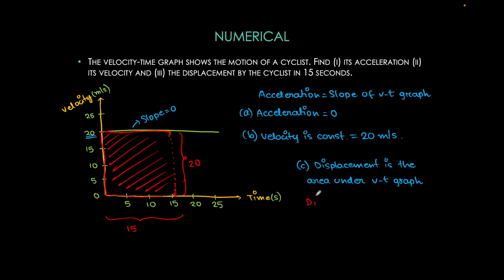So what will be the displacement? Displacement will be directly the area, which is equal to length into breadth, which is equal to 15 into 20, which is nothing but 300 meter, right? So this is the displacement by the cyclist in 15 seconds. So I hope I am able to use all the concepts that I have taught in this single numerical, and I hope you have understood it as well.